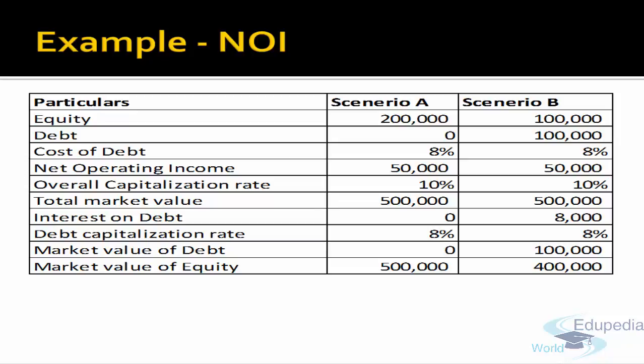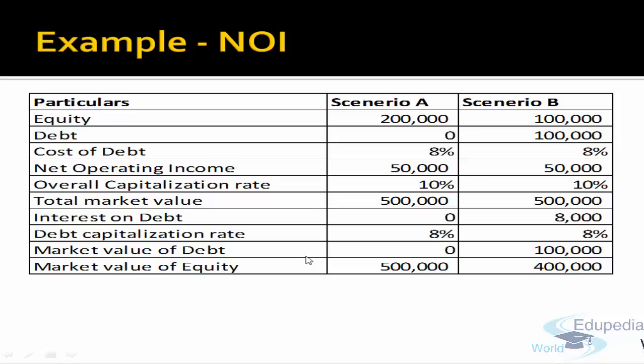What is the cost of equity in scenario B? The market value of the firm, or you can say the total capital of the firm, will remain constant. So in scenario B, the total capital would be 5 lakh. Since the value of the debt is 1 lakh, the market value of equity can be computed by subtracting the market value of the debt from the total value of the firm. So in scenario B, the market value of equity will be 5 lakh less 1 lakh, 4 lakh rupees, right?